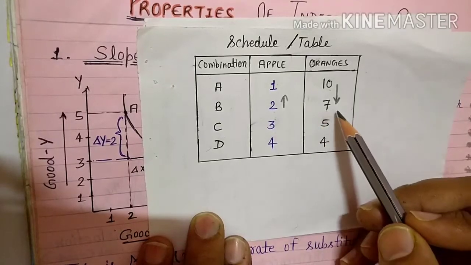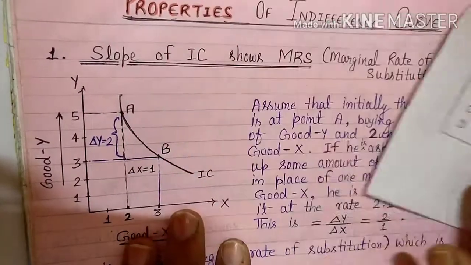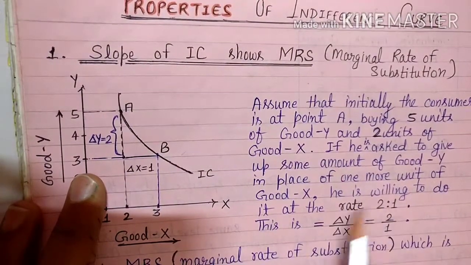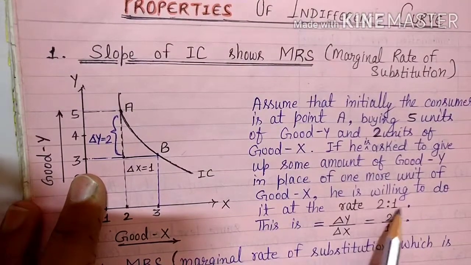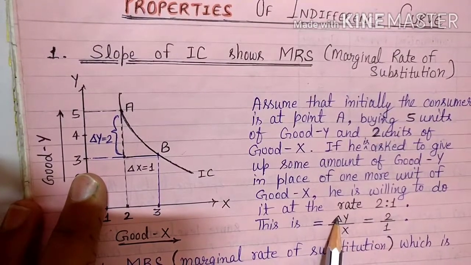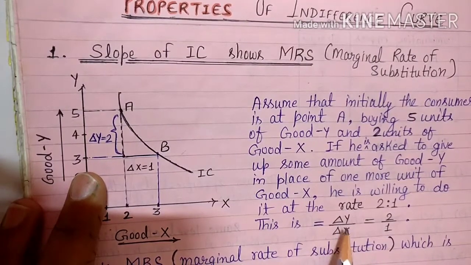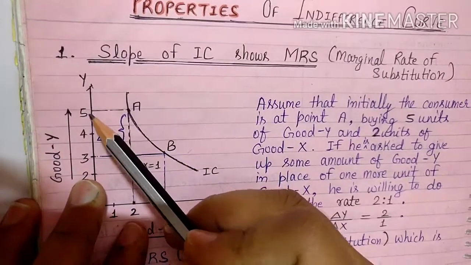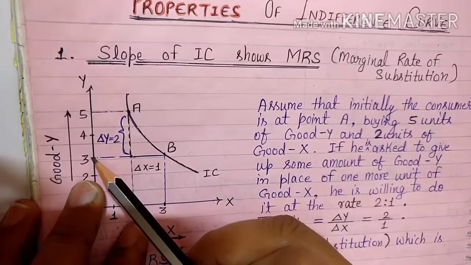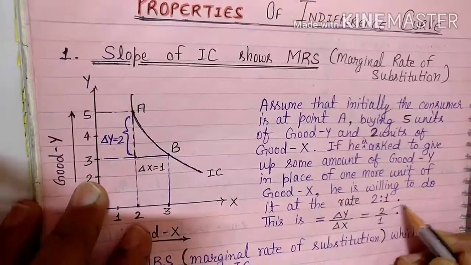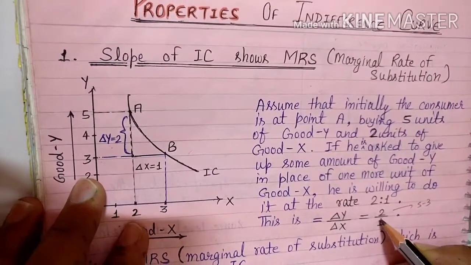It means he has to sacrifice the other units of goods, as you can see here. So you can see he is willing to do it at the rate 2 is to 1. How are we getting this? By change in y upon change in x. This change means delta y upon delta x. It means how much change came in y. As you can see here, from 5 it becomes how much? 3. So 5 minus 3, that is the change in y. 5 minus 3 comes 2.